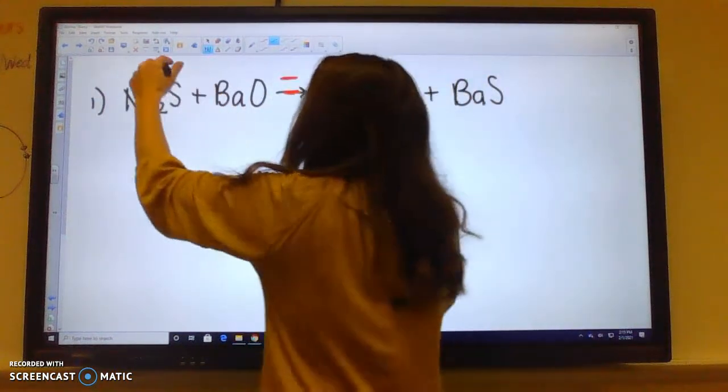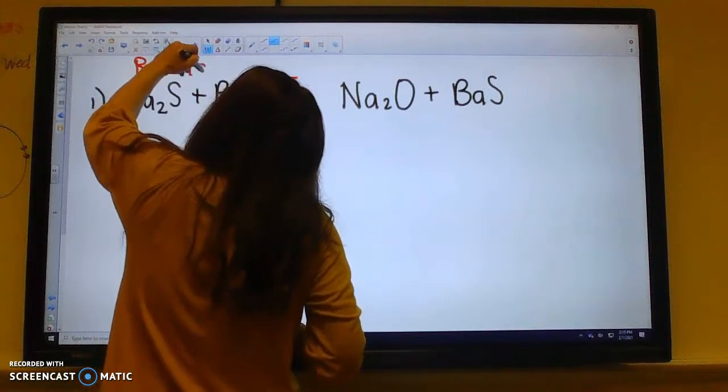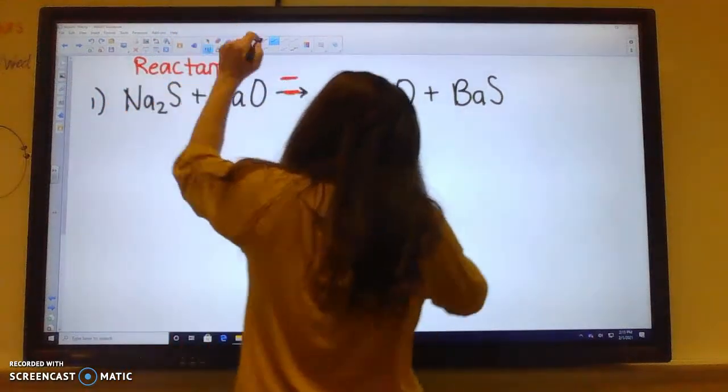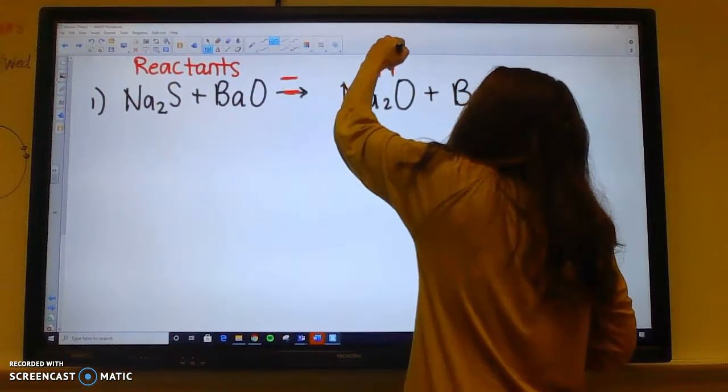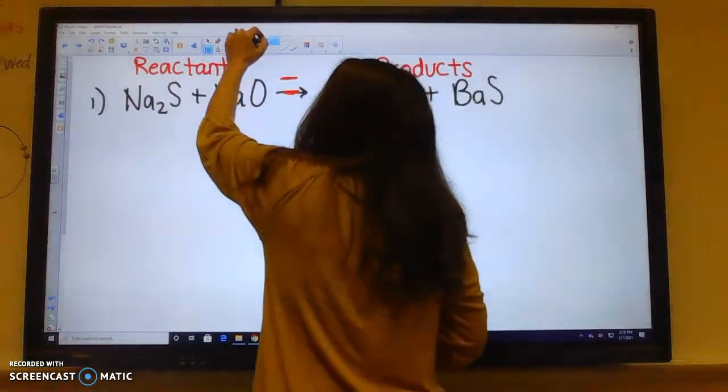Okay, but I'm going to write this down because you need to know it for your test. The left side is called reactants. The right side is called products. Okay?